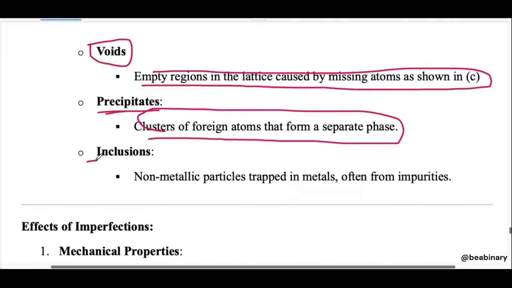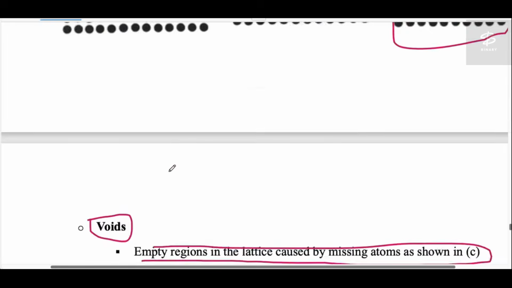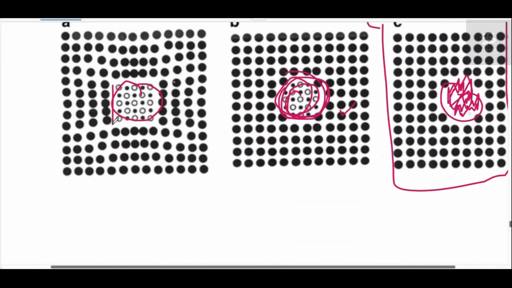If we talk about the inclusion, inclusion means non-metallic particles trapped in metals, often from impurities. Okay, so here you can see these are solid materials. Okay, this is the volume. In this particular volume, some other solid materials are trapped. You can take the example of casting as well, in which foreign elements or foreign particles have mixed together with your molten metals, and now they have solidified together. Then you have the casting material that would have the defect.